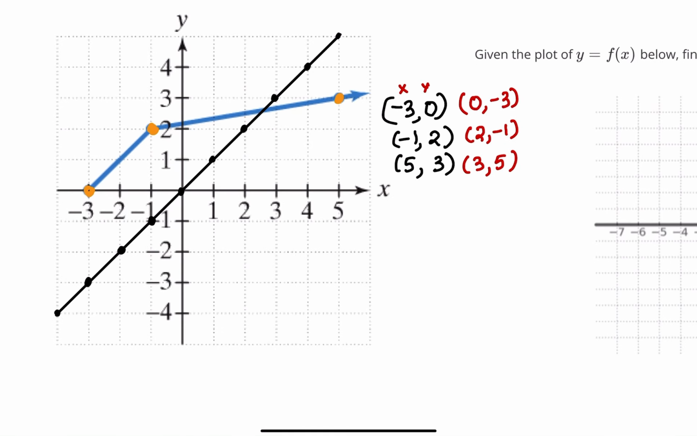Now let's go ahead and plot these. 3 and 5 right here. 2 and negative 1 right here. 0 and negative 3 right here. Now if I join this, boom, and from here I go right there. Do you see? It looks like the line has been flipped along y is equal to x, and that's how you find your inverse function.